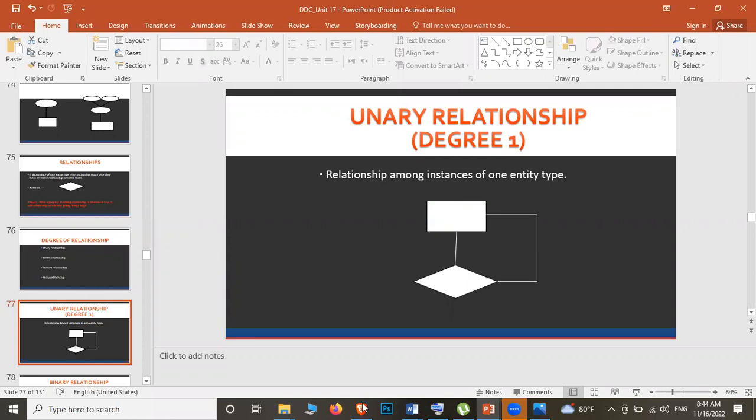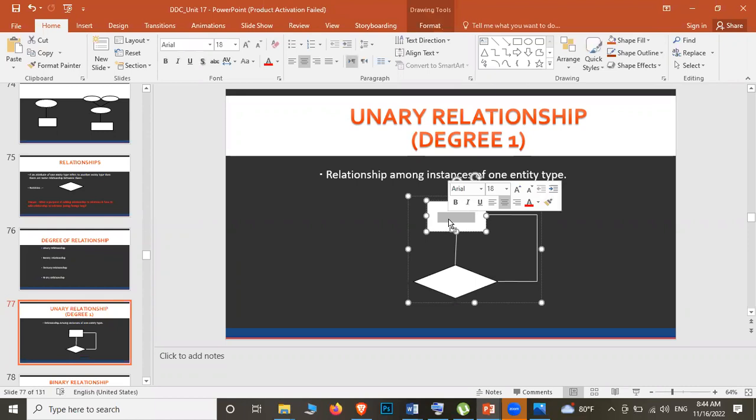Like, for an example, let's say there is an entity called person. Okay, person is the entity name.